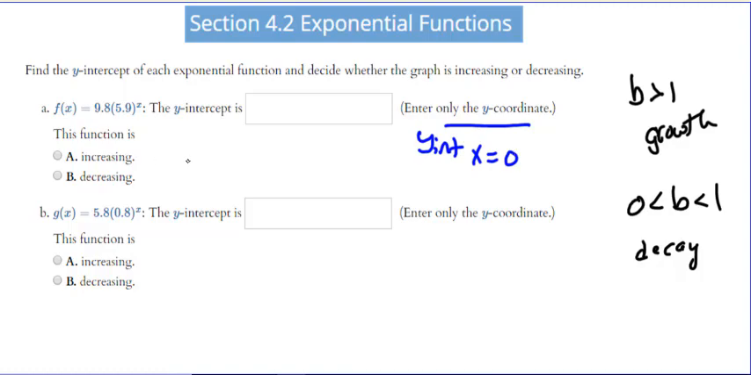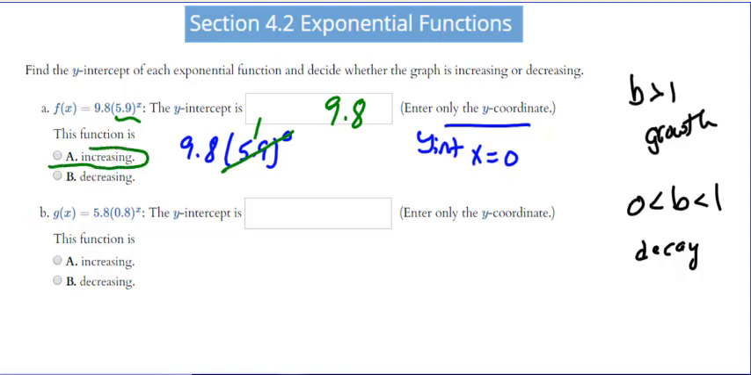So if I take 9.8 times 5.9 raised to 0, then 5.9 raised to 0 becomes 1 because of the zero power rule. Anything raised to the 0 power becomes 1. Now that's 9.8 times 1, which is 9.8. Now, let's look at the base. The base is 5.9, which is greater than 1, so it is increasing.